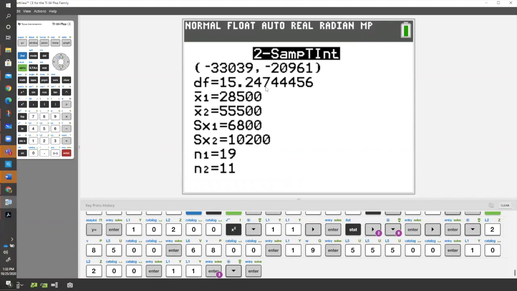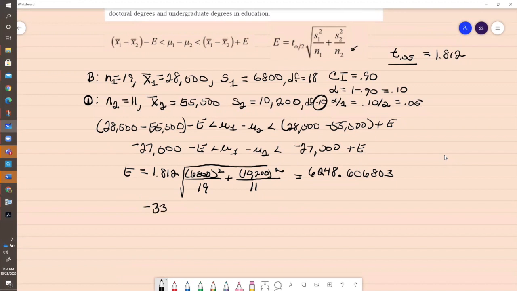We'll interpret it in a minute, but take a look at those degrees of freedom that the calculator figured out from its intricate formula. So don't take the degrees of freedom off the calculator. The degrees of freedom are going to be the lower of the two samples, not this. Negative 33,039, and then negative 20,961. So negative 33,039 is less than mu1 minus mu2, which is less than negative 20,961. So we have our interval. That was the first part.